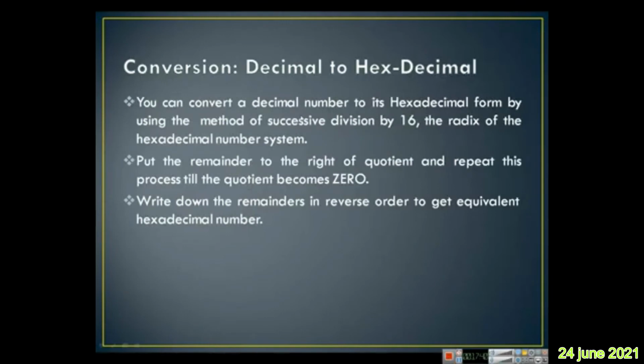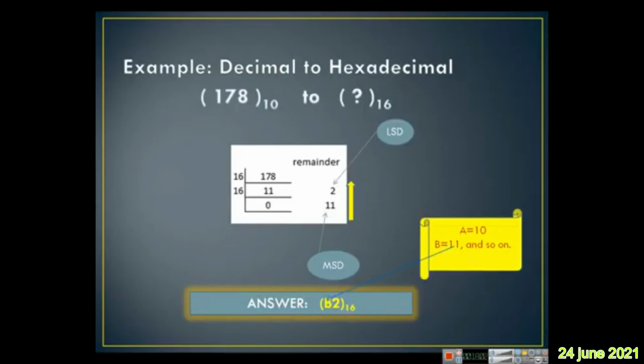Now, you can convert a decimal number to its hexadecimal form by using the method of successive division by 16, which is the radix of hexadecimal number system. Put the remainder to the right of the quotient and repeat this process till the quotient reaches 0. Write down the remainders in reverse order to get the equivalent hexadecimal number. You can see here now, the number in decimal is 178. What is the value in hexadecimal?